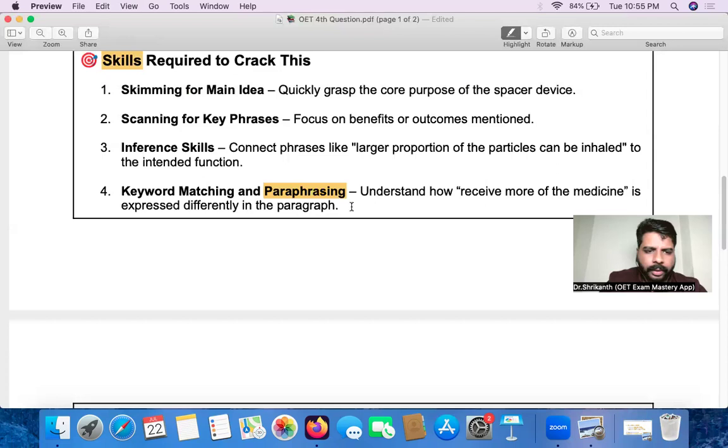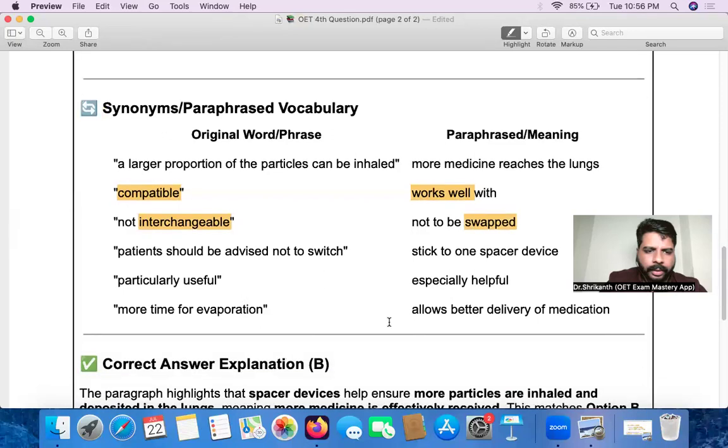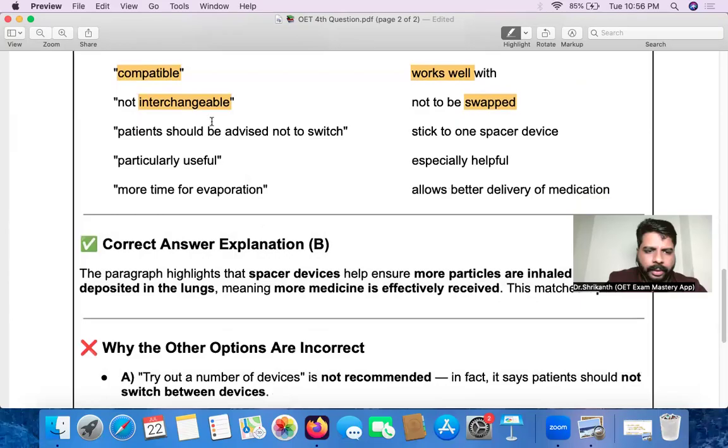Again, synonyms. Now, see, the correct answer was option B: receive more of the medicine. This was the answer, right? But not a single word was repeated in the passage. So you need to have good synonym recognition skill. And also there are very tricky vocabularies. Now see, compatible. If a student does not know the meaning of compatible, they will really struggle. Compatible means it works well, right? Interchangeable. Not interchangeable means what? It cannot be swapped, right? And evaporation means allow better delivery. So like this, you must be able to understand the paraphrased meaning. So B is indeed the right answer.